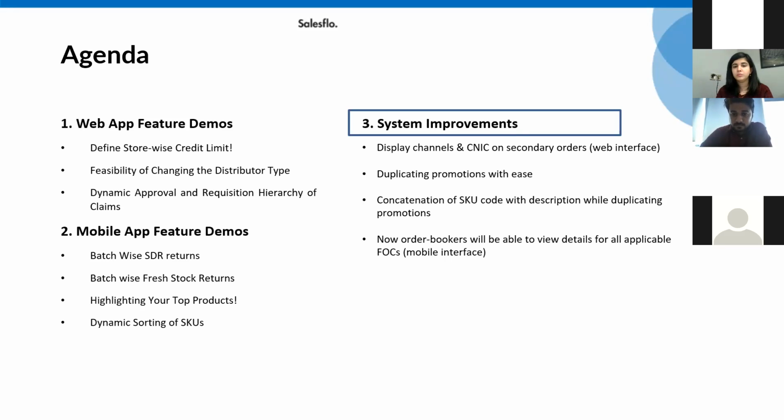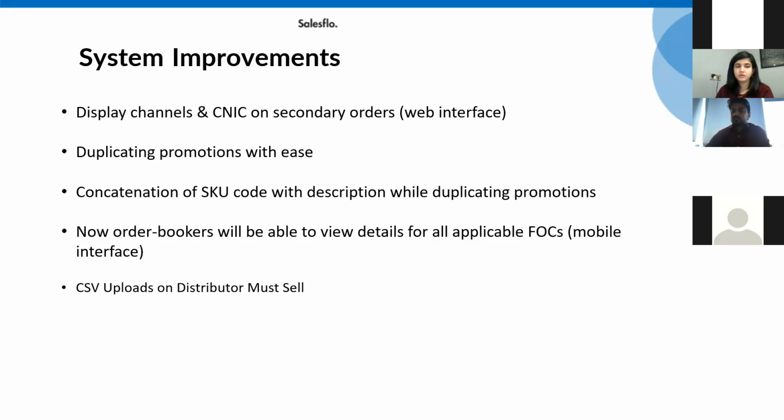Now I'll be talking to you about some minor improvements that we've done in the system. That is, while you're placing a secondary order through web, we've also displayed the channel and the CNIC number for the store, along with the store name that was already present over there.